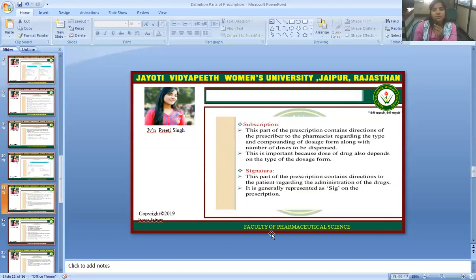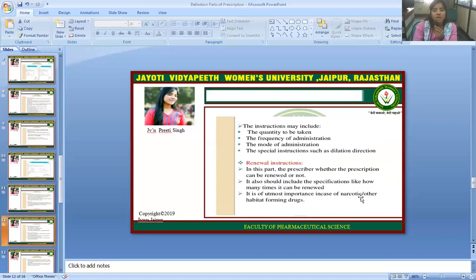Now the subscription. This is the part of the prescription that contains directions to the pharmacist regarding the type and compounding of the dosage form, along with the number of doses to be dispensed. This is important because the dose of a drug also depends on the type of dosage form. Signature. This part of the prescription contains directions to the patient regarding the administration of the drugs. It is generally represented as SIG on the prescription.